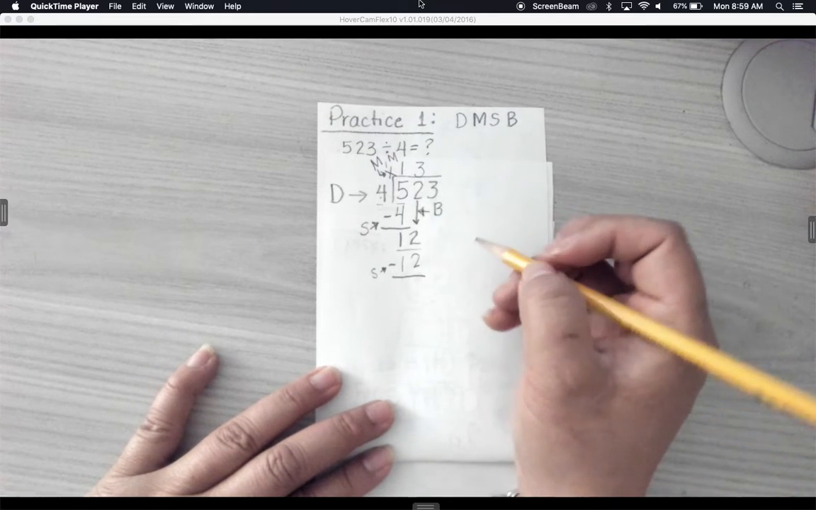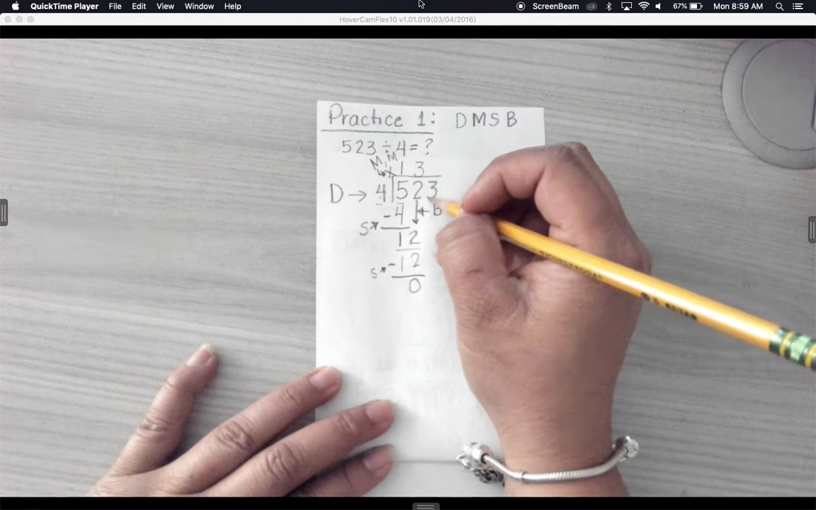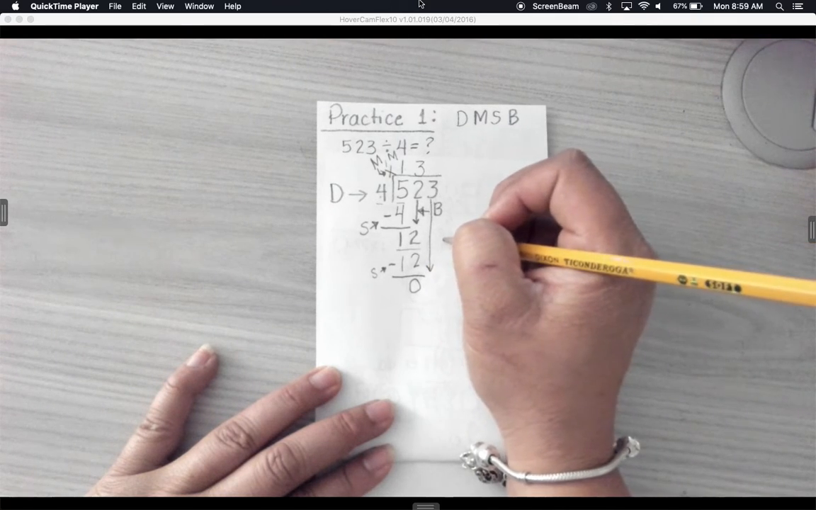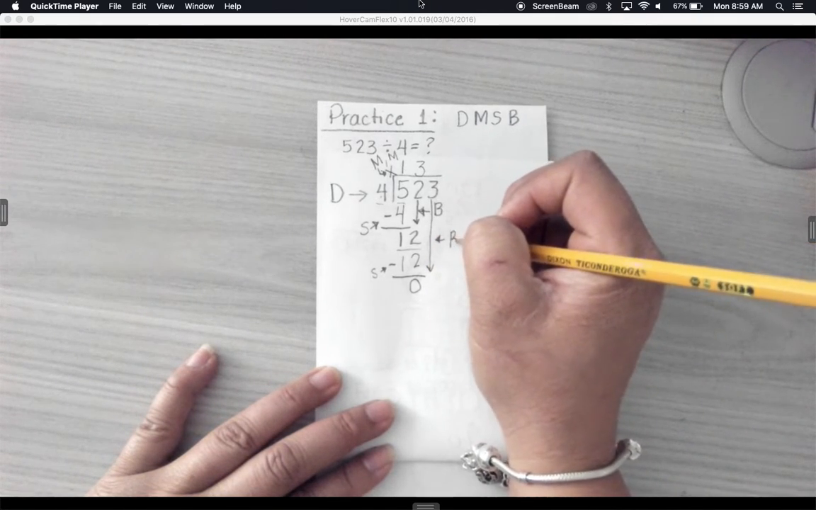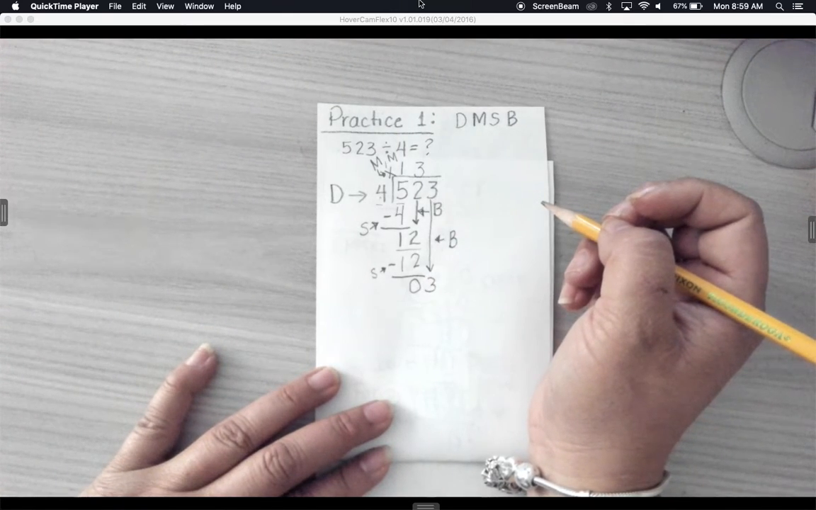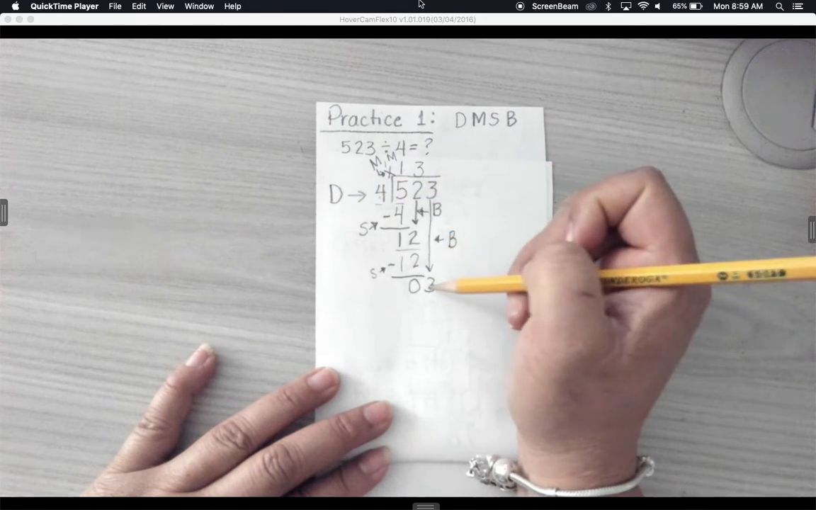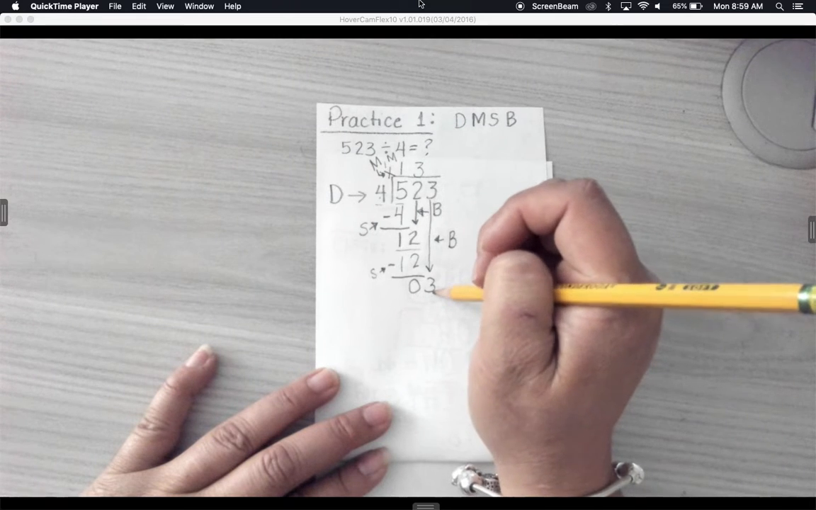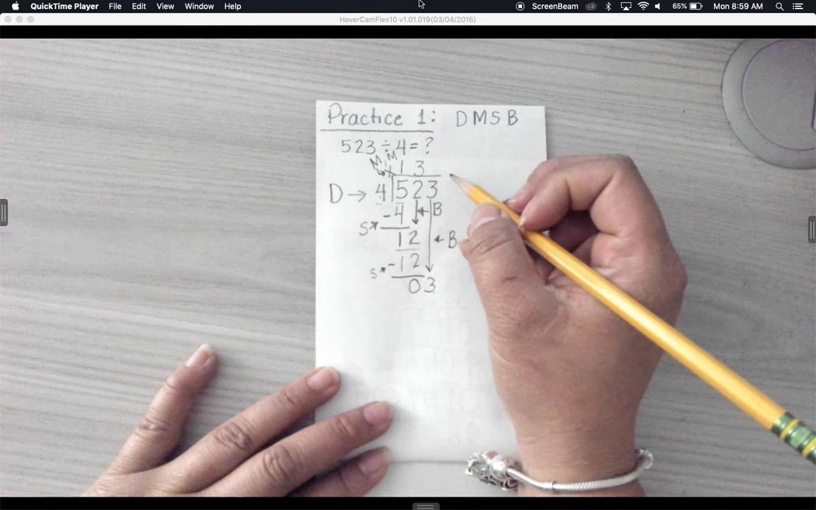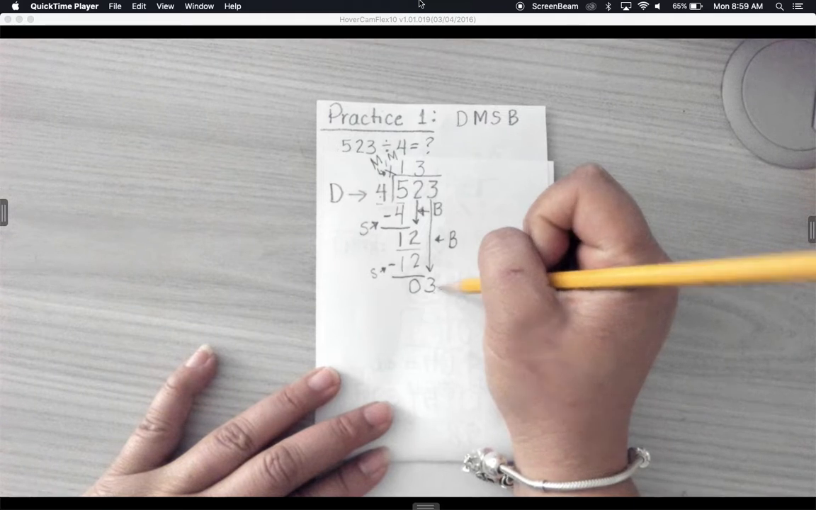All right, 12 minus 12 is? 0. Now brother says, wait a minute. We still have one more number. Let's bring that down. The number is 3. Now this is where a lot of you get stuck. But Miss Palomino, I don't have anything that multiplies into 3. Yes, you do. 4 times 0 is what? 0. And is that close to 3? Yes.